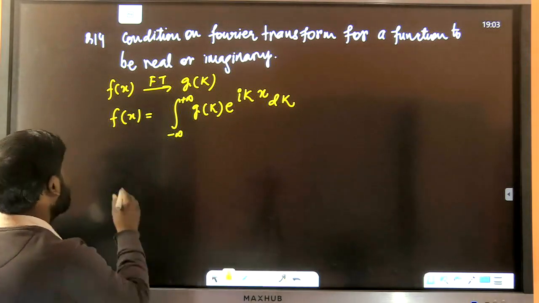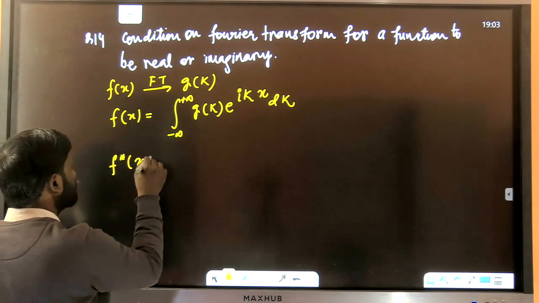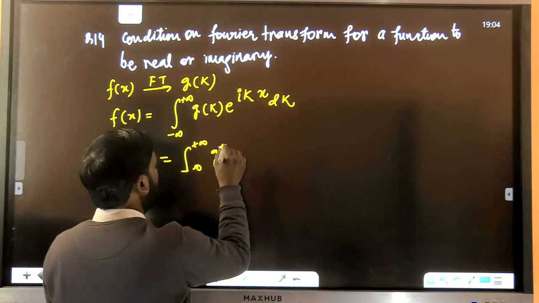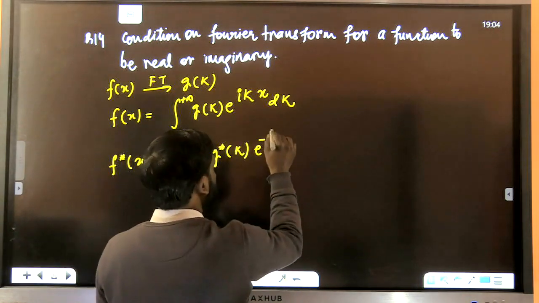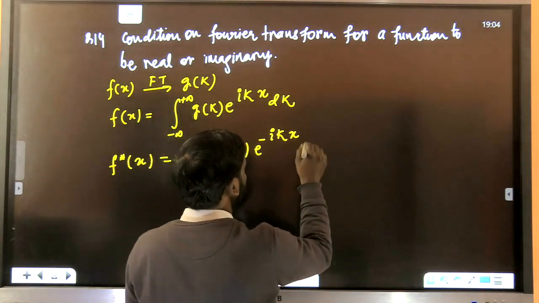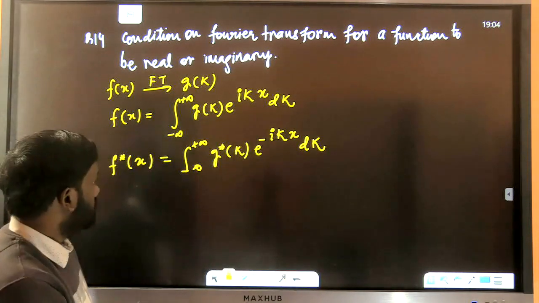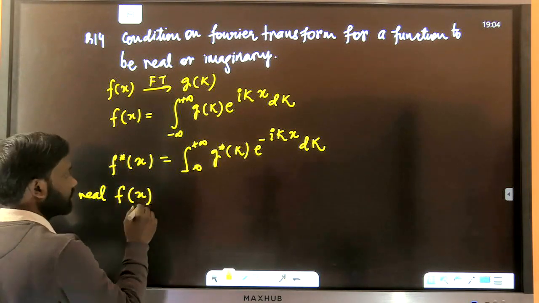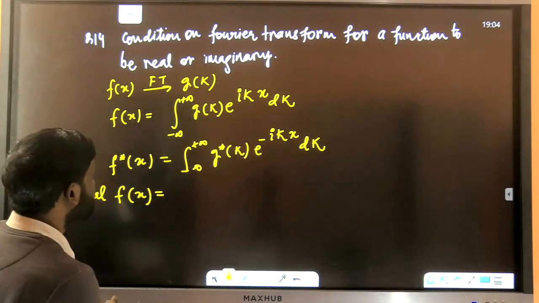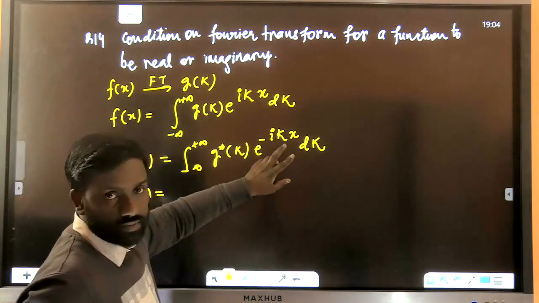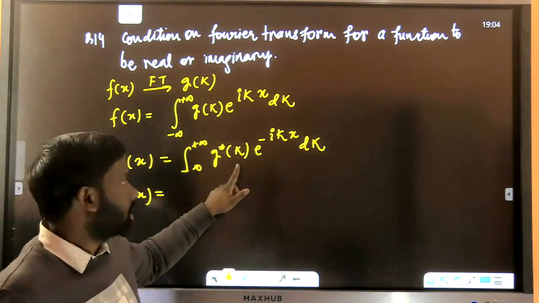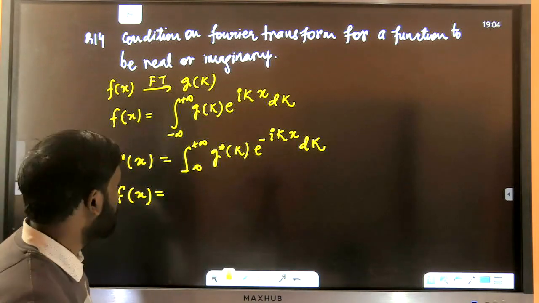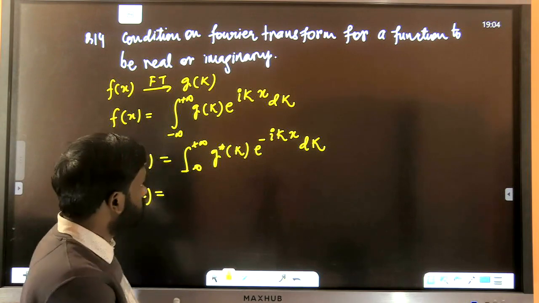Now if you define f star of x, you get the integral from minus infinity to plus infinity of g star of k, e to the power minus iota k x, and dk. If this function is real, we should get f of x equal to this. Here k is actually a dummy index, so we can replace k by minus k everywhere, and the integration should not change.